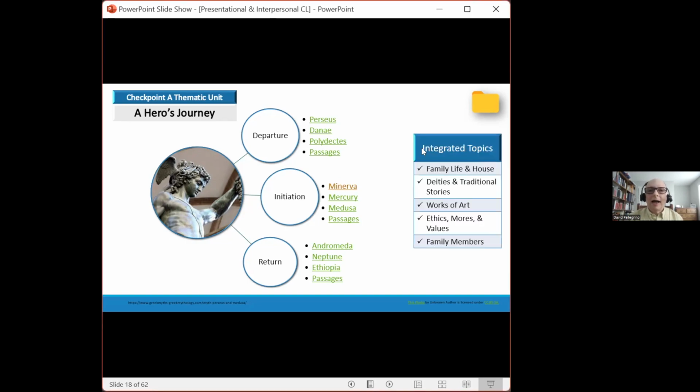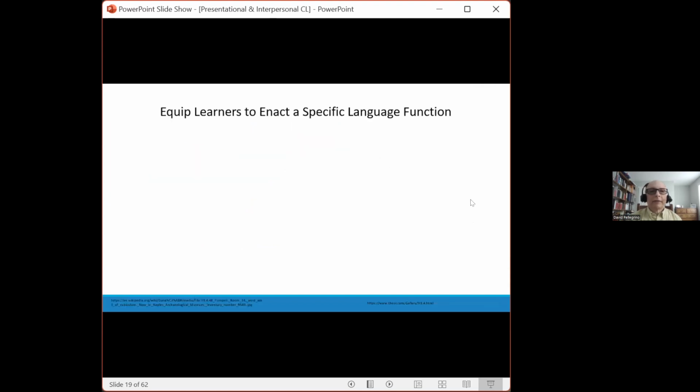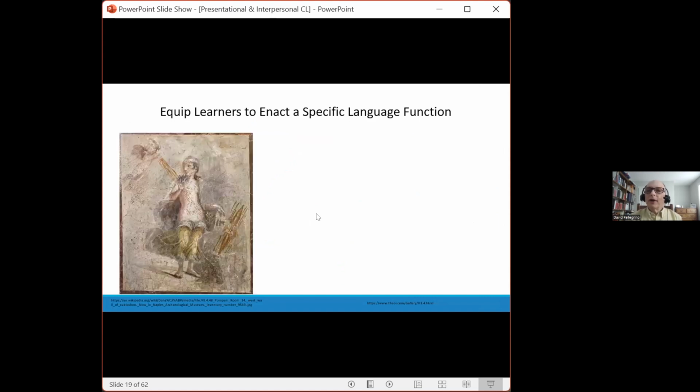Okay. On the right, we have integrated topics: family life and house, deities and traditional stories, works of art, ethics, mores, and values, and family members. So let's equip our learners to enact a specific language function. Since our learners are reading the story of Perseus, let's give them an authentic resource that is related to the story. The story that I wrote skips over Danae's imprisonment by her father, King Acrisius, and her impregnation by Jupiter.